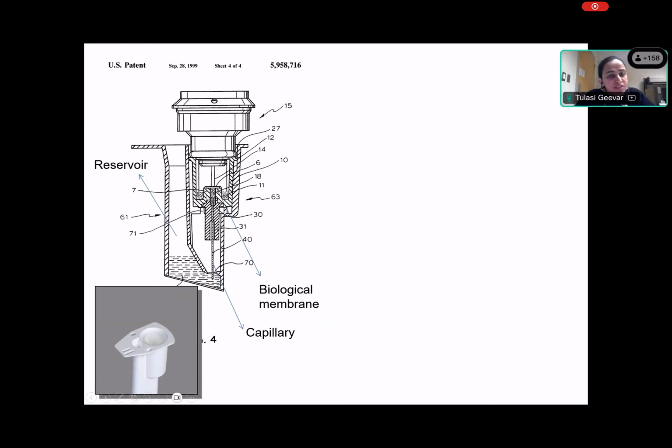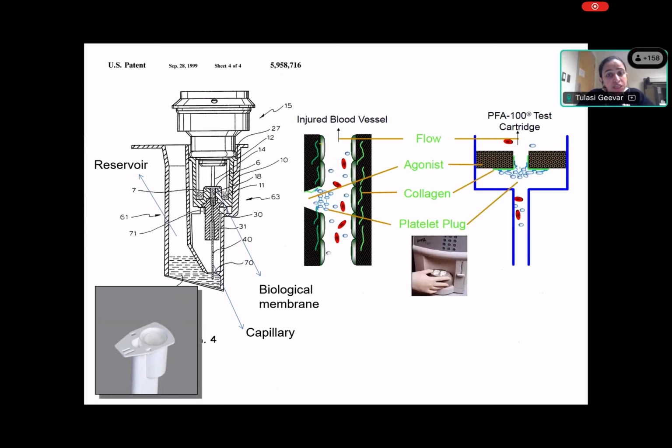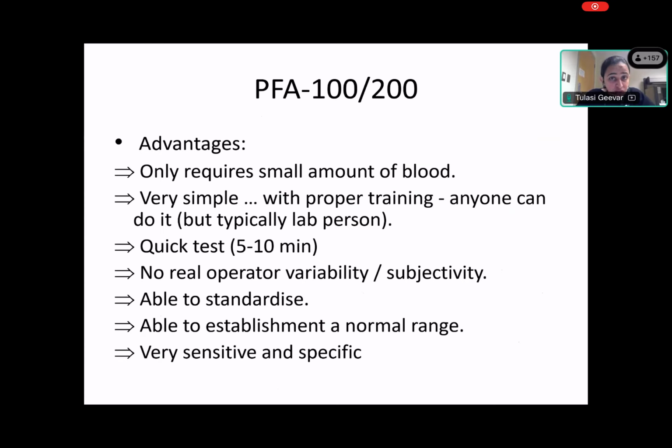And once it comes in touch with the membrane with the aperture, the platelets get activated, and a platelet plug forms at the membrane, which occludes or stops the blood from flowing. So this is measured as a closure time by the instrument, and a prolonged closure time indicates a defect in a primary hemostatic disorder, that is either von Willebrand disease or a platelet function or a platelet quantitative defect. So it has got many advantages over the bleeding time.